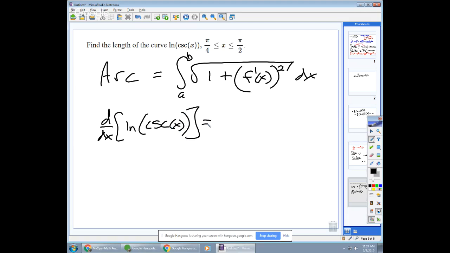Okay, so this involves the chain rule. What's the outer function? Natural log. So derivative of the natural log is 1 over whatever's inside. What happens to be inside is the cosecant of x. Then I have to take the derivative of the cosecant, which isn't one we do often. Does anybody happen to remember that one from way back?